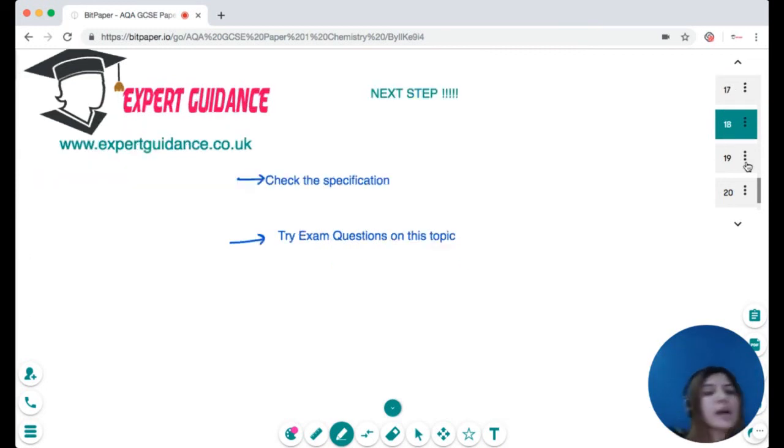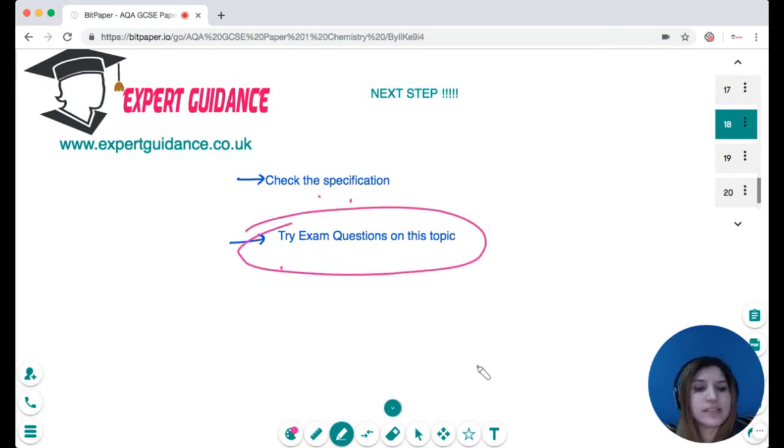Okay, so I hope this topic is clear to you. This is the majority of the things that you need to do in this topic. Now, what's the next step you need to do? The next step is to check the specification. Just tick mark the things that you can now answer in atomic structure, and then you need to try the exam questions on this topic. To do the exam questions, you can visit my website where you can get chapter-wise exam questions on this chapter. So try that and let me know how you're feeling now about this topic.